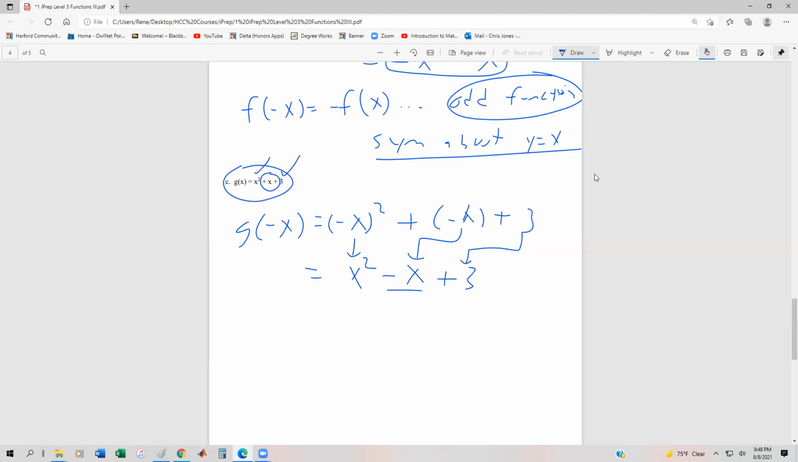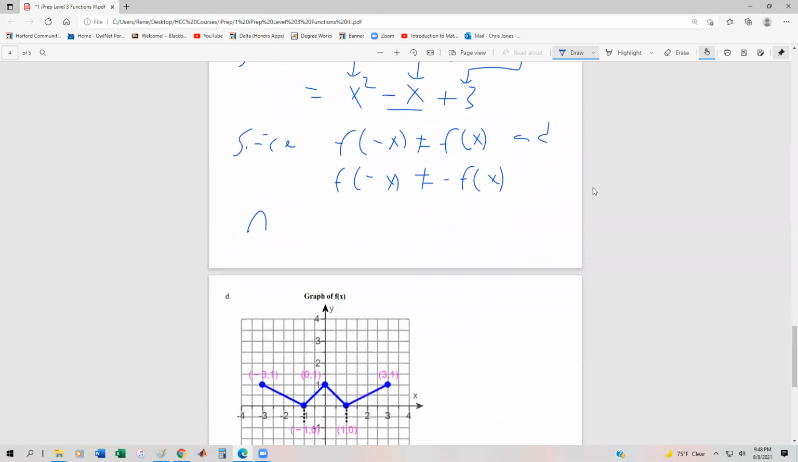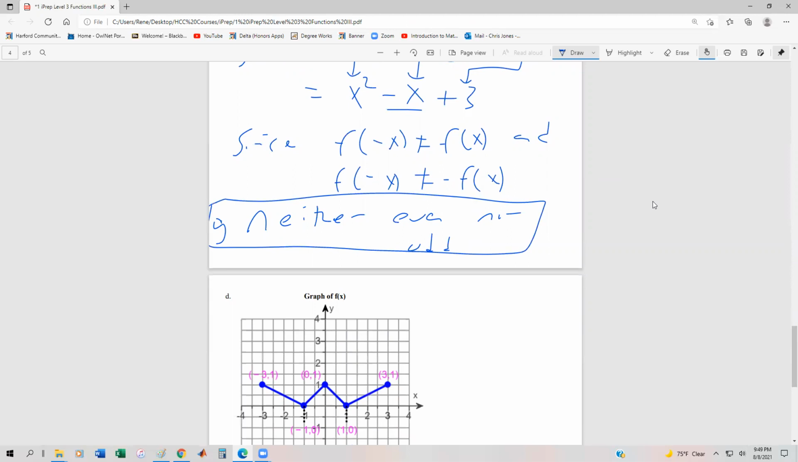And so what this means is that it's neither even nor odd. It has to either all change signs, or none of the signs have to change. Okay, so we could say since f at minus x does not equal f at x, and since f at minus x does not equal the opposite of f of x, that means that this is neither even nor odd. All right, and we can say g is neither even nor odd. All right, and that certainly happens.